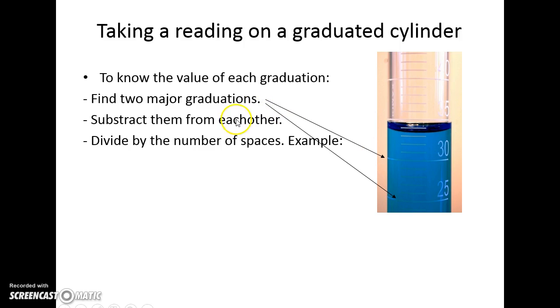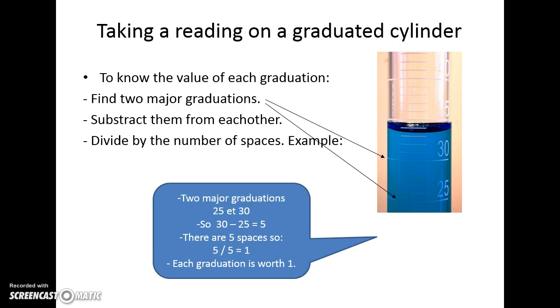Okay. Then once you have that, you have to subtract them from each other. So 30 minus 25 is 5. And then divide by the number of spaces. There are 1, 2, 3, 4, 5 spaces. So that means each space, each graduation, is worth 1.